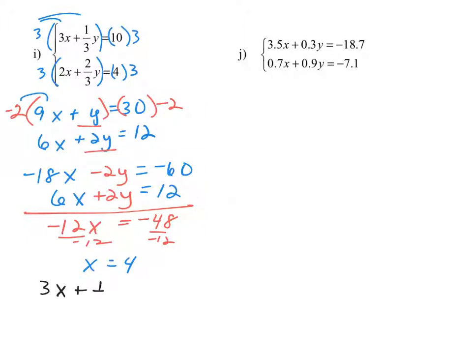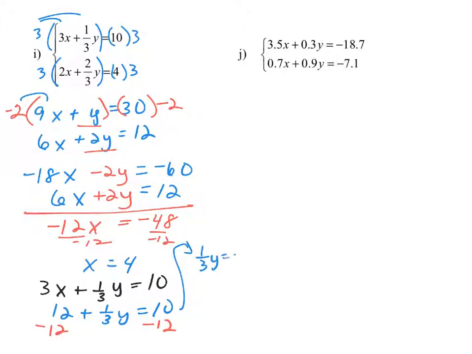3x plus 1/3 of y equals 10. Notice I'm putting it back into the original equation, and then I'm going to get 3 times 4, which is 12. 12 plus 1/3 y is equal to 10. I'm going to subtract 12 from both sides. I get 1/3 y is equal to negative 2, and then by multiplying both sides by 3, I get y is equal to negative 6. So my solution to this system of equations is 4, negative 6.